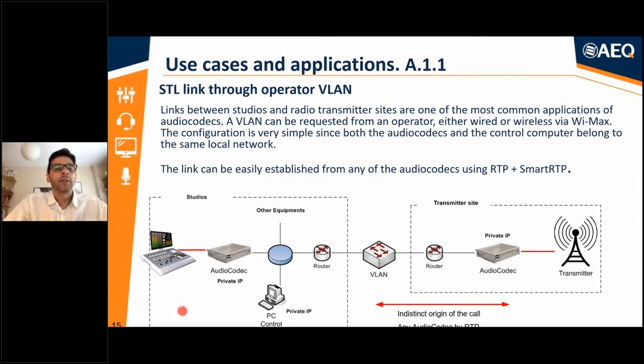Okay. So this topology makes things very easy. In terms of control, of course, we always recommend to have remote control of all the codecs in your installation, and you can control both of them from the studio. That is the typical case. And in order to do that, you just need to run the auto discover option of the codec that we will see later on, or just add the IP address of the local codec and also of the transmitter side codec. So this makes things very simple.